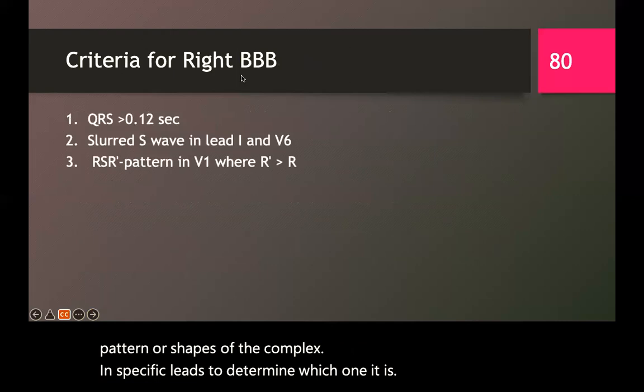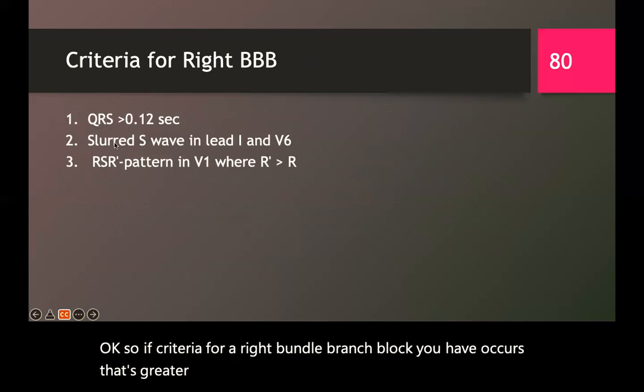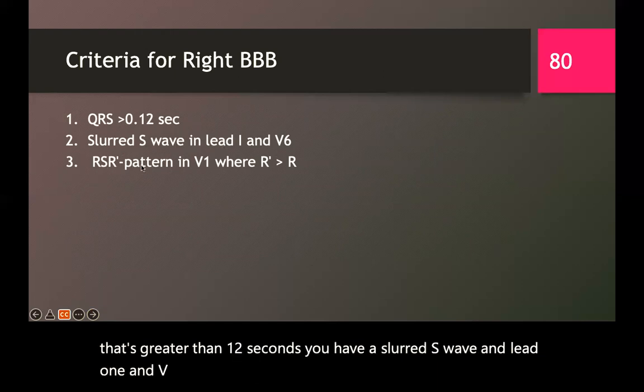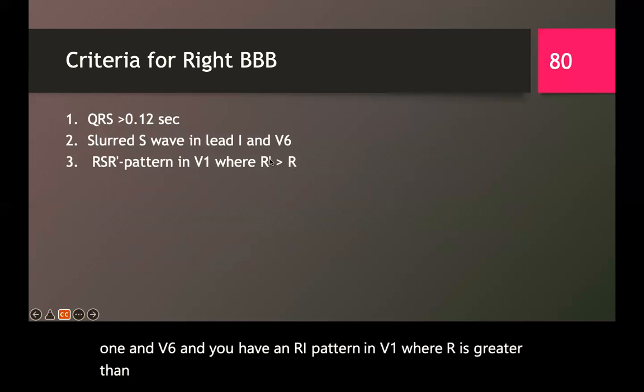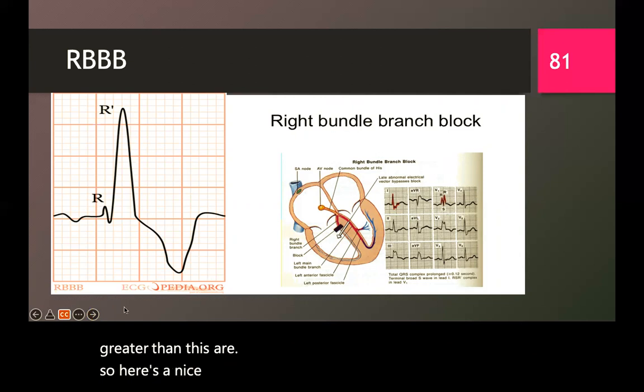Okay, so criteria for a right bundle branch block. You have a QRS that's greater than 0.12 seconds. You have a slurred S wave in lead 1 and V6, and you have an RSR pattern in V1 where R prime is greater than R. This R, like you see with that little mark, is greater than this R. So here's a nice little visual of a right bundle branch block.